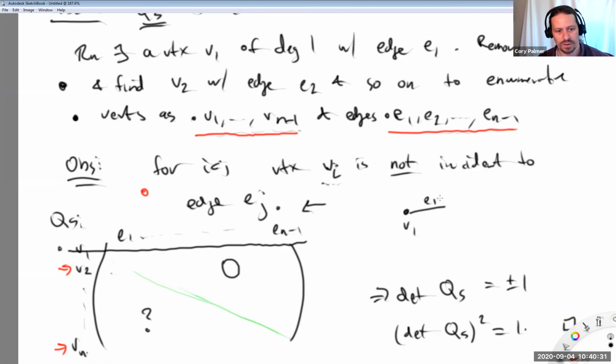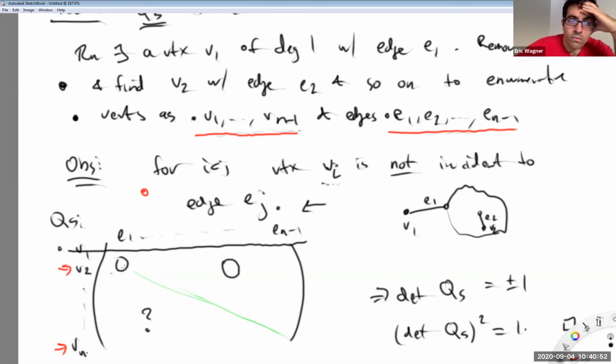Let's think about the procedure here. I grab V1, and here's E1. And then I looked at the remaining graph here and found there's a vertex of degree 1 somewhere. Maybe it's here. Maybe there's V2, and here's E2. And then V2 was not adjacent to E1, and so this would actually be a 0, because remember, this first row is missing there. If that row was there, then there would be a 1, or plus or minus 1, but not here.